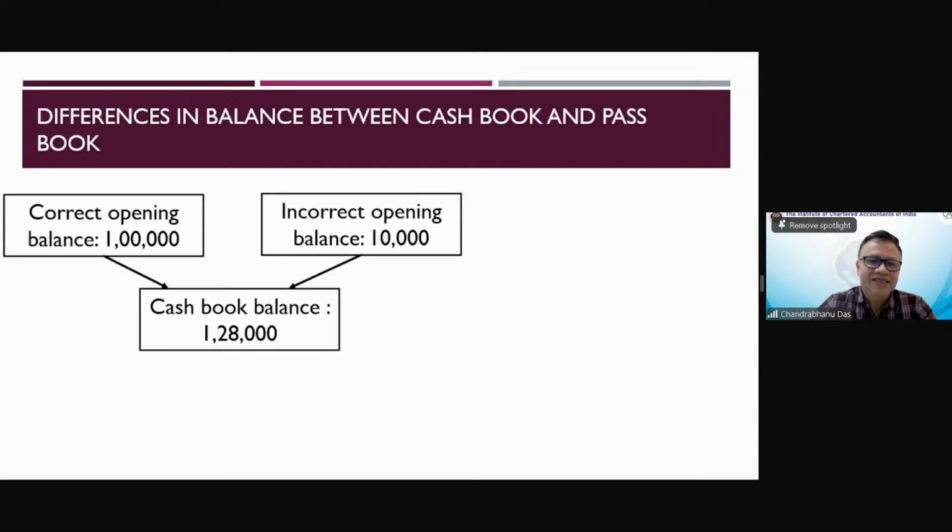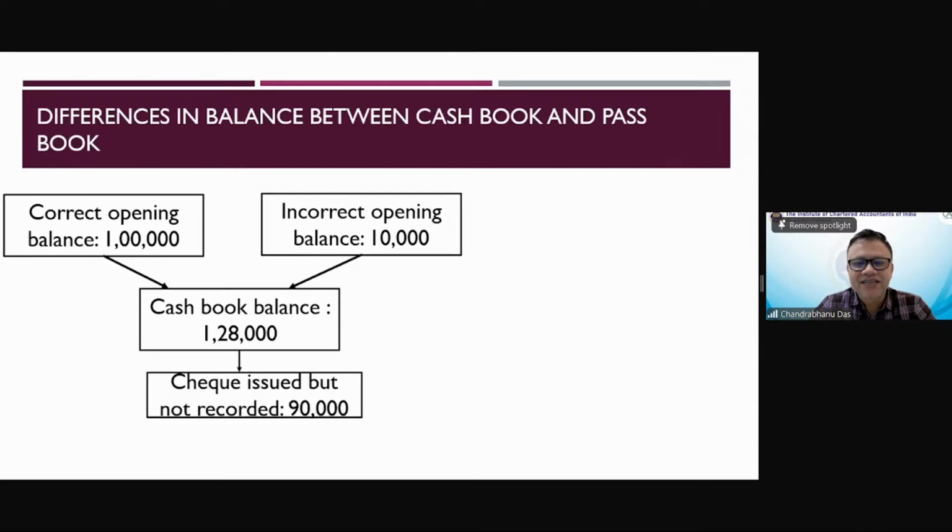So what you did is, if we summarize it, you corrected the opening balance 1 lakh, incorrect balance 10,000, and you arrived at check issued but not recorded. You deducted and you got 1,48,000. So this is the adjusted cash book. You adjusted the cash book accordingly.